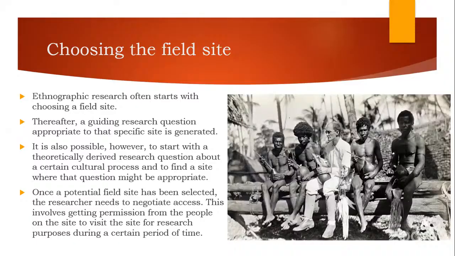So, choosing the field site. Here, a guiding research question appropriate to that specific site is generated. It is also possible, however, to start with a theoretically derived research question about a certain cultural process and to find a site where that question might be appropriate. Once a potential field site has been selected, the researcher needs to negotiate access. This involves getting permission from the people on the site to visit the site for research purposes during a certain period of time.